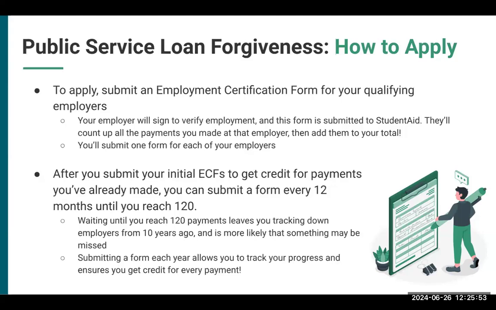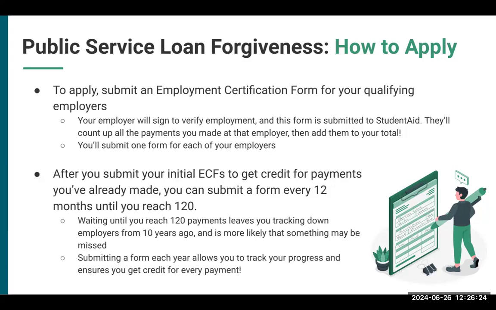These forms are retroactive, so they give you credit for payments that you've already made. If any of you have been working in public service and making payments on your loans, there's a very high chance that some of those payments can count, and you should turn in this form to get credit for them. Once you turn in your first round of forms, you'll get credit for all the payments you've already made. Moving forward, we then recommend submitting a form every 12 months until you reach the 120.